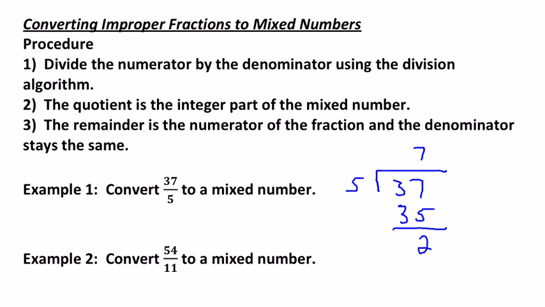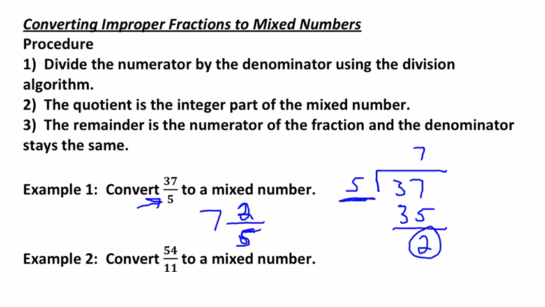Well, the second and third tell us what to do with these numbers. It says the quotient is the integer part of my mixed number. So I know my answer is going to be 7 and something. And then it says the remainder is the numerator, so 7 and 2, and then the denominator stays the same, so since the denominator was 5 here, it has to be 5 here. And so the correct answer is 7 and 2/5.